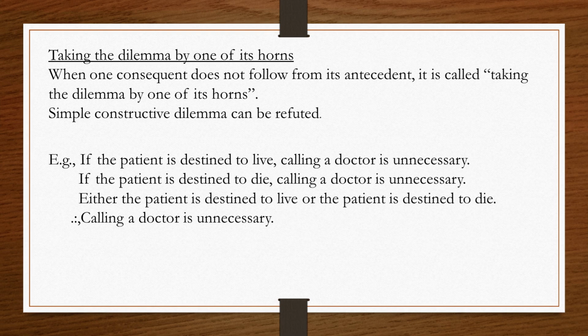Now the example is, if the patient is destined to live, then calling a doctor is unnecessary. If the patient is destined to die, then calling a doctor is unnecessary. Minor premise: here we affirm both the antecedents disjunctively. Either the patient is destined to live or destined to die. And in the conclusion we affirm the consequent. Here you see we have a common consequent.